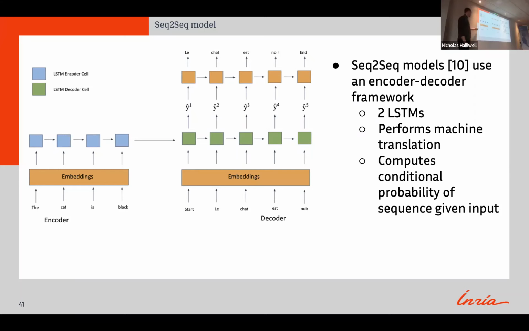So here we have English to French translation. We have "the cat is black" and "le chat est noir". This is the input sentence, and then the model is asked to reconstruct a French translation of the sentence. This can be adapted at some point to generate RGCN explanations.